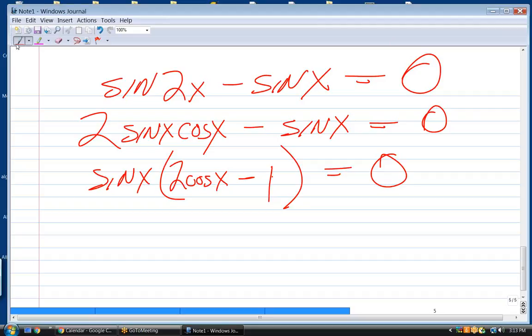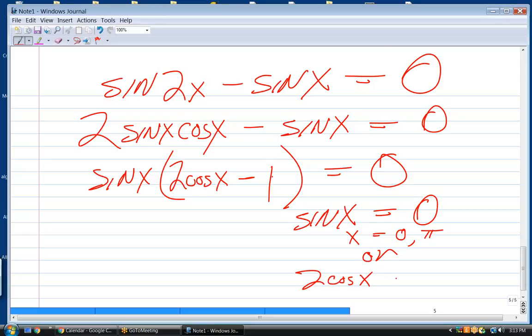Now what can I say at this point? Sine x equals 0. Your sine equals 0. Or, then that means theta will be pi 0. Okay, or cosine equals 1 over 2.